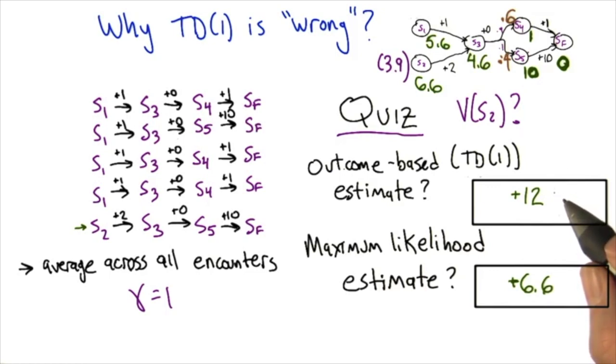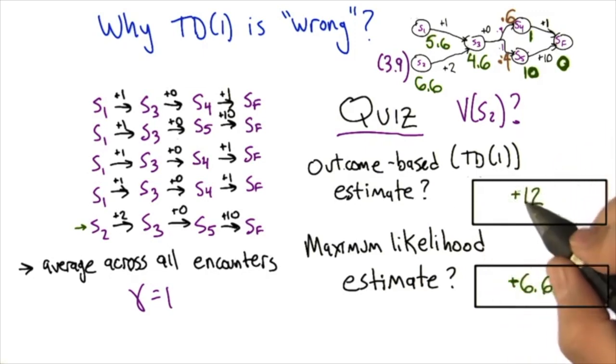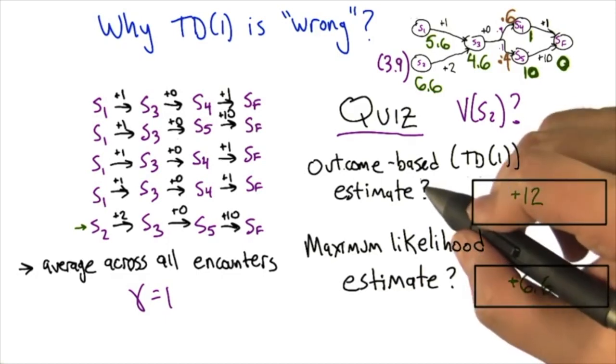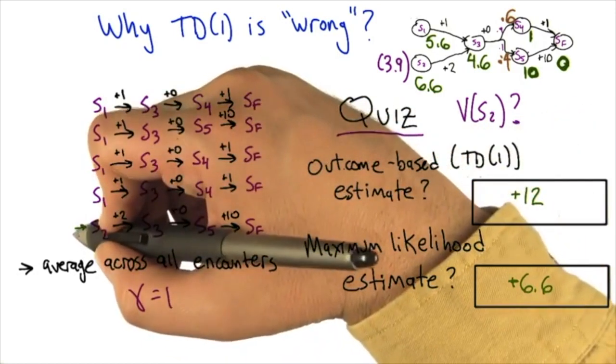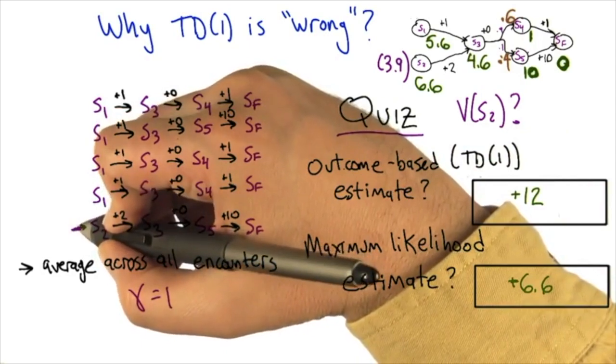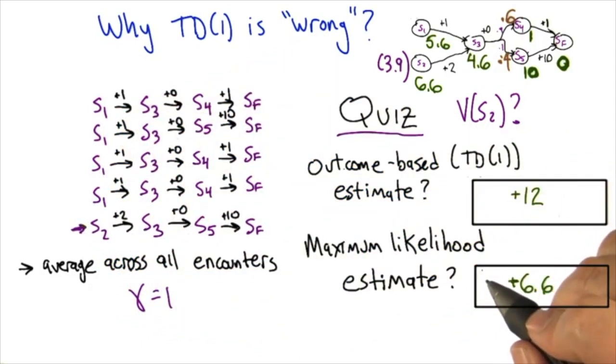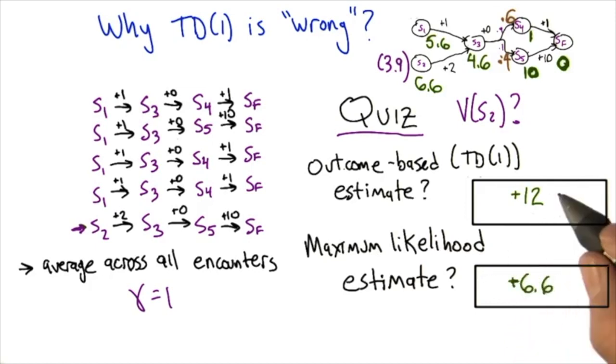Like, what's the difference between these cases? First of all, why are these so far off? And second of all, why is the outcome-based one even further off than the maximum likelihood? Well, I think it's pretty simple, right? When we computed the outcome-based one, we basically only used one of the 5 trajectories to propagate information back. But when we did the maximum likelihood estimate, we used information from all 5 of the trajectories, even though we only encountered S2 once.